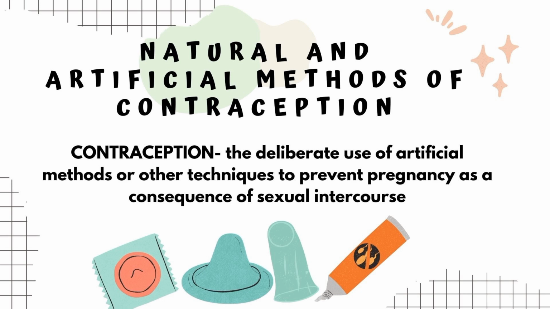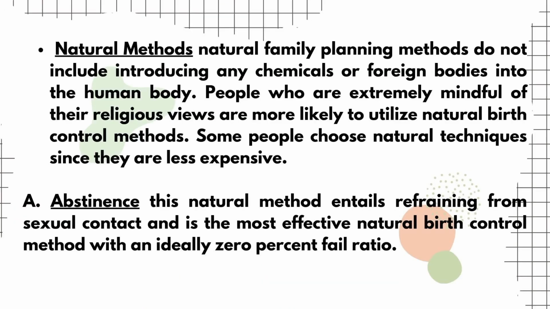When you say contraception, it is the deliberate use of artificial methods or other techniques to prevent pregnancy as a consequence of sexual intercourse. There are three types of contraception, and the first type is natural methods. When you say natural methods, these are natural family planning methods that do not include introducing any chemicals or foreign bodies into the human body.